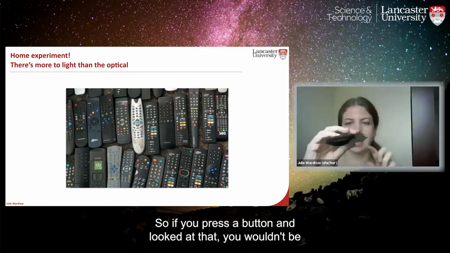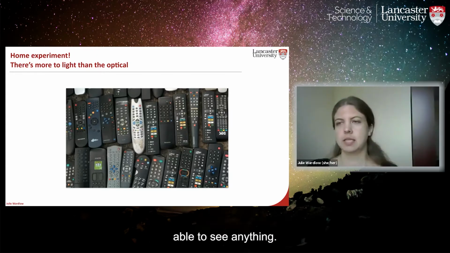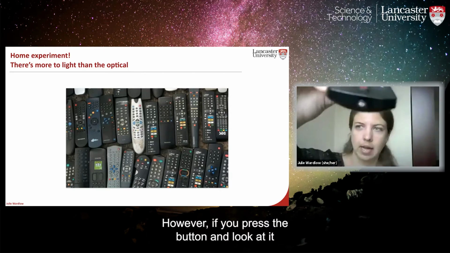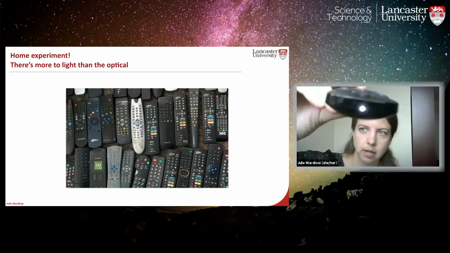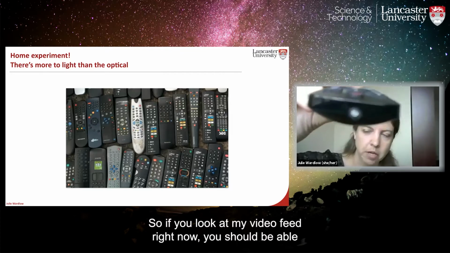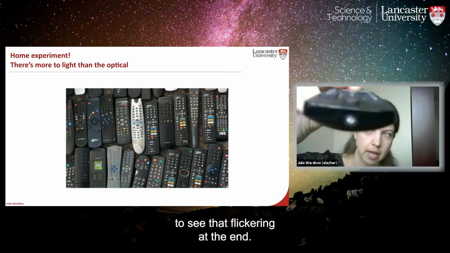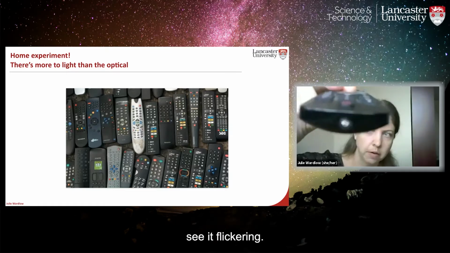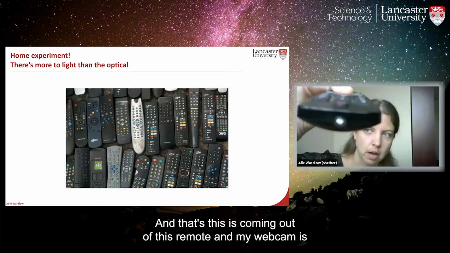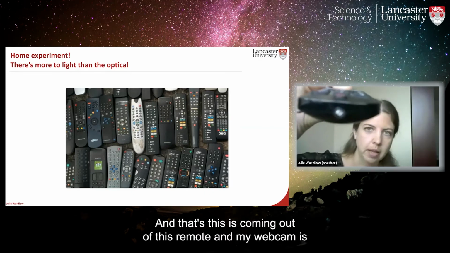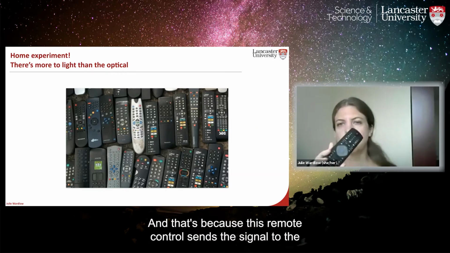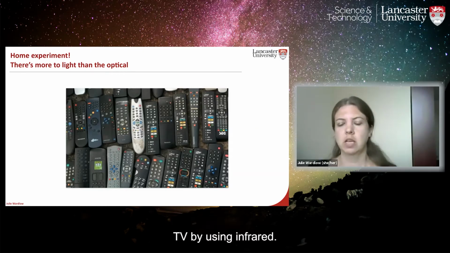If you press a button and look at that, you wouldn't be able to see anything. However, if you press the button and look at it with a camera, so if you look at my video feed right now, you should be able to see that flickering at the end. If I turn it off and then turn it back on again, you can see it flickering. That's the signal coming out of this remote, and my webcam is able to detect it and send it to you. That's because this remote control sends the signal to the TV by using infrared.